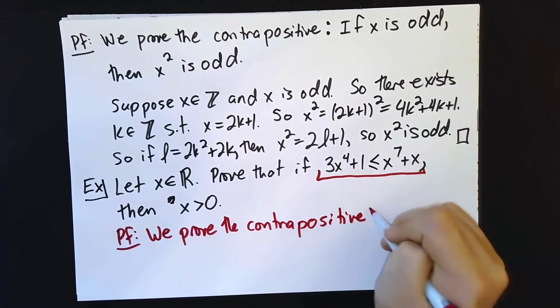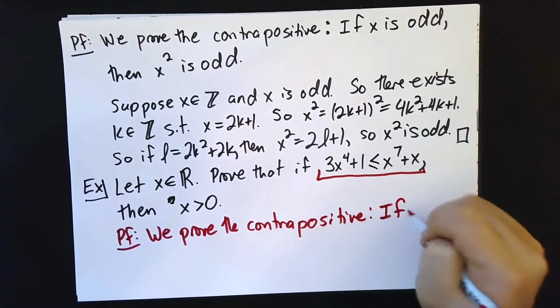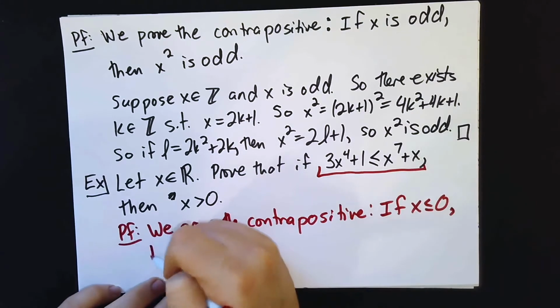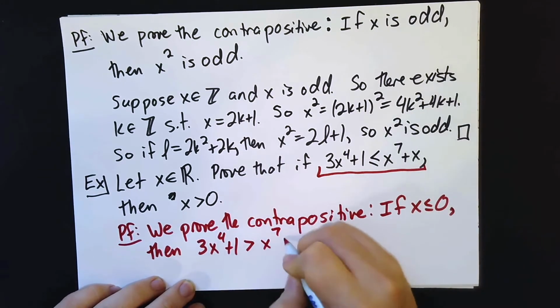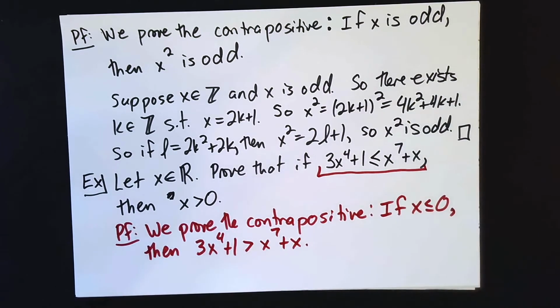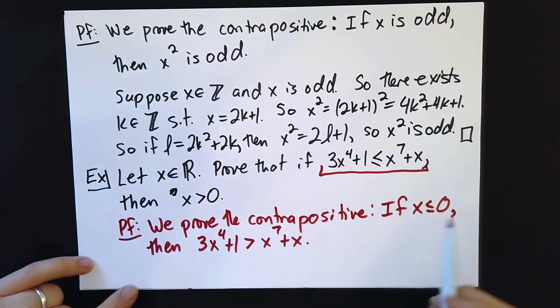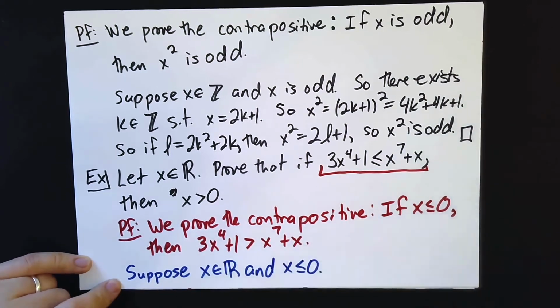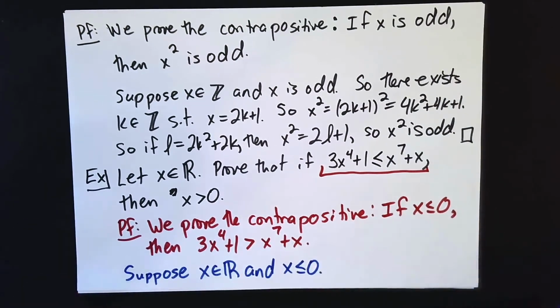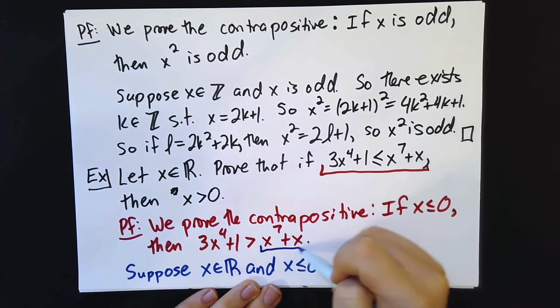And what is it the contrapositive says in this case? It says that if x is less than or equal to 0, then 3x to the 4th plus 1 is strictly greater than x to the 7th plus x. So let's proceed. So we're going to suppose this part. So x is non-positive, and I want to think about what that tells me about x to the 7th plus x.